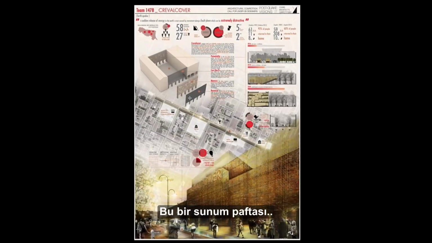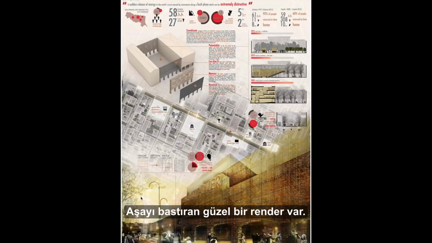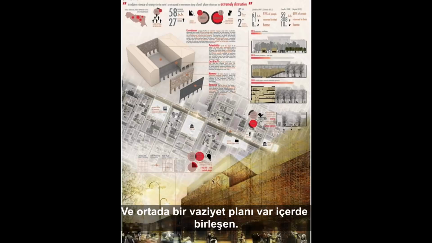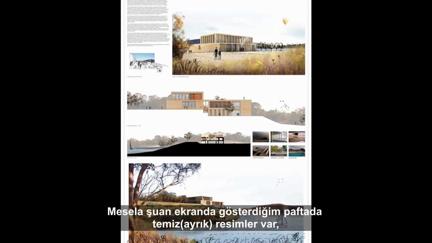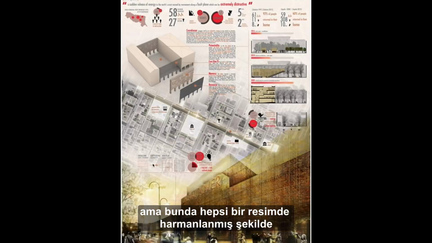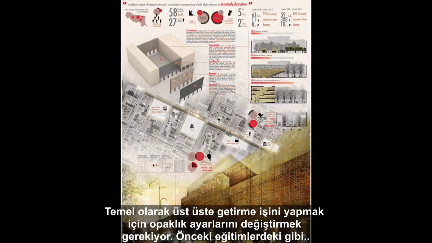This is a presentation panel that's extremely busy. There's a lot of information that's going on here. It's got a beautiful render down the bottom, which is weighing down the panel, and you've got the site plan in the middle that merges into it. You can see from the previous panels, like this one that we're showing on the screen now, there's clear images. In this panel, they're all blended into one image, so it reads a lot cleaner, a lot nicer. Basically, it's a matter of overlaying the images and changing the opacity to be able to do this, which we have covered in the tutorials earlier.